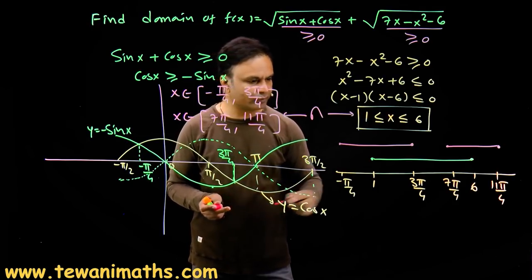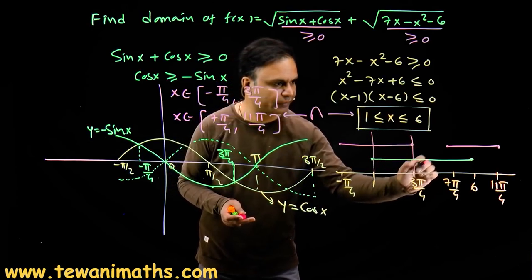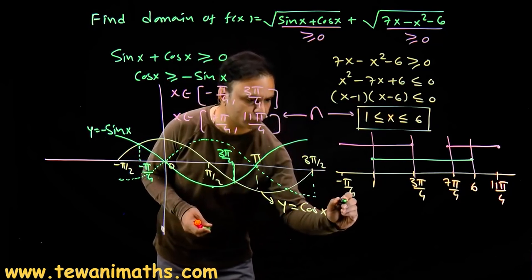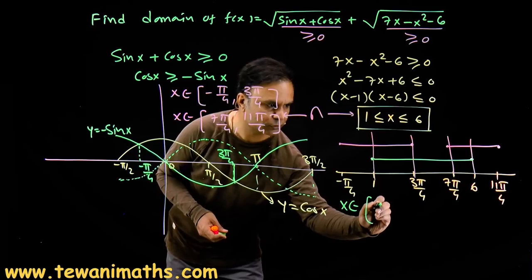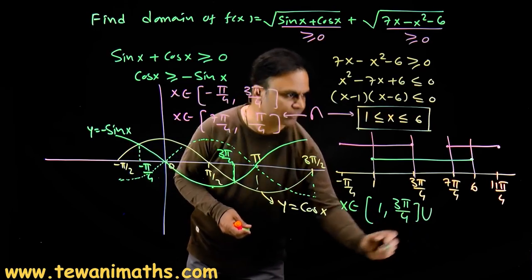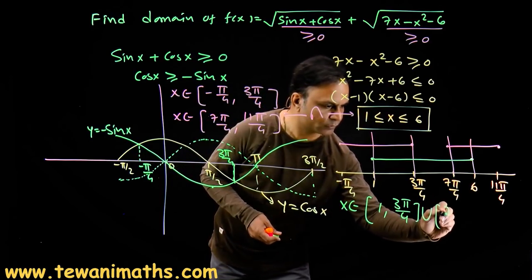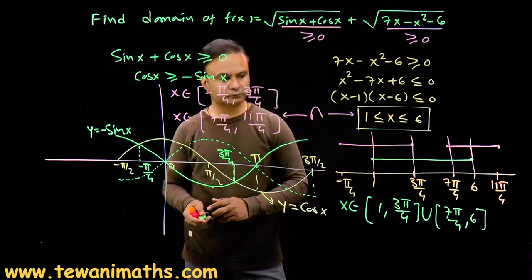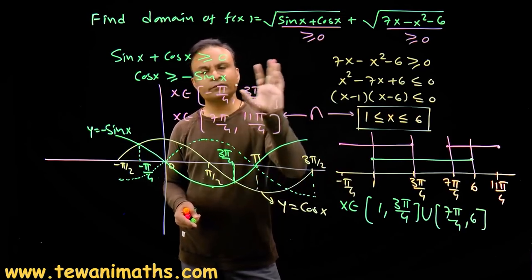2, 11 pi by 4. Common values, where are common values? Common values are here and here. So what is the domain? Domain is x belongs to 1, 2, 3 pi by 4 union 7 pi by 4 to 6. This is the domain of this function.